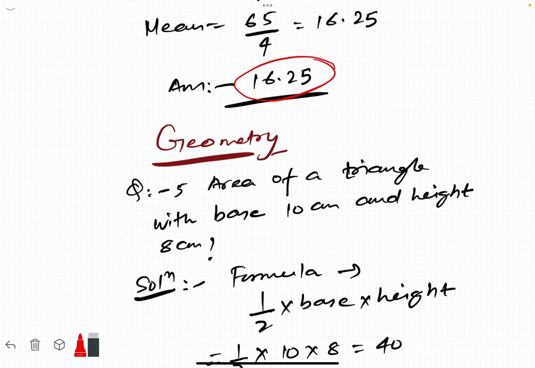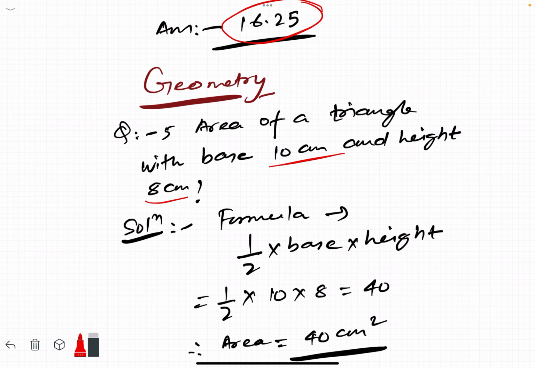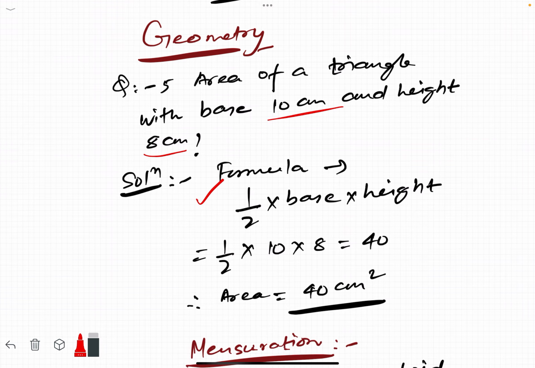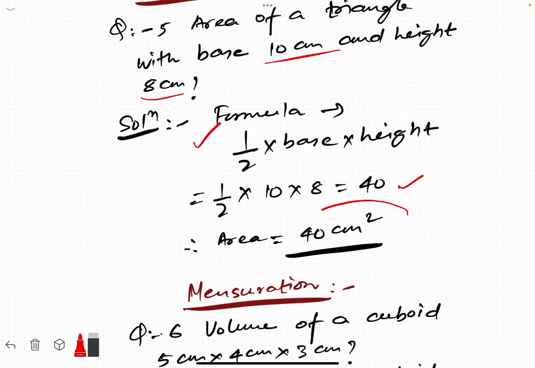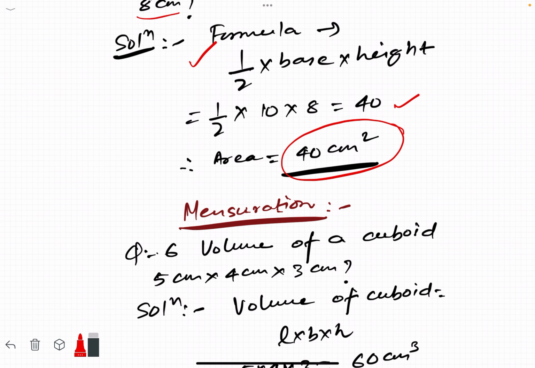Now, fifth question is from geometry. Area of a triangle with base 10 cm and height 8 cm is equal to what? The formula is area of triangle is half into base into height, that is half into 10 into 8, which is 40. Area is equal to 40 cm square.